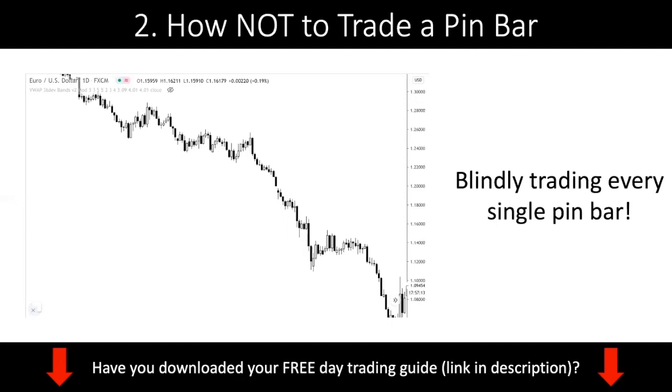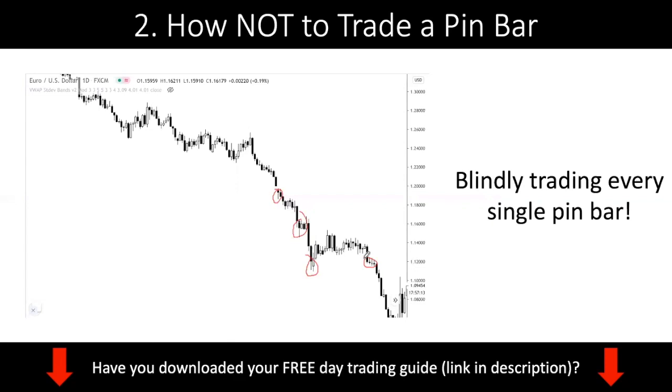Now let's move on to how not to trade a pin bar. A lot of traders watch videos like this and they say, oh, pin bar is such an amazing concept. You understand it and you try to apply it, except that you apply it in the wrong way. So what do traders do? They see a chart like that, and they see a pin bar here, they buy. They see a pin bar here, they buy. They see another pin bar here, they buy. They see a pin bar here and buy, and they keep losing money. And then they say, oh, pin bar doesn't work, these videos are rubbish.